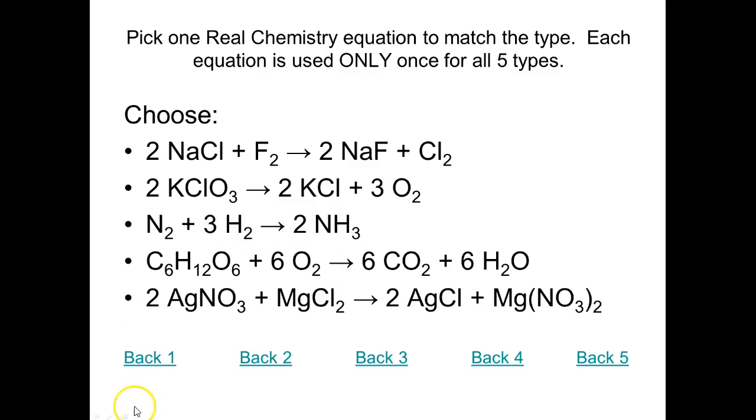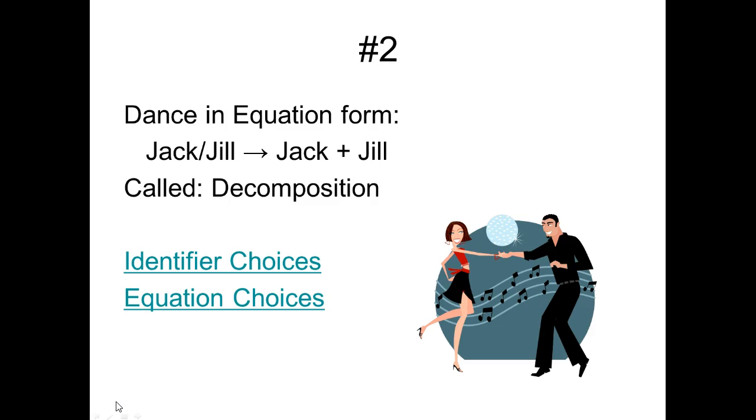All right, the second equation type is called decomposition, and this is the opposite of synthesis or combination. So decomposition is where you have one thing breaking down into parts. So we have the Jack-Jill couple breaking up into Jack and then Jill separately. So this is called decomposition.